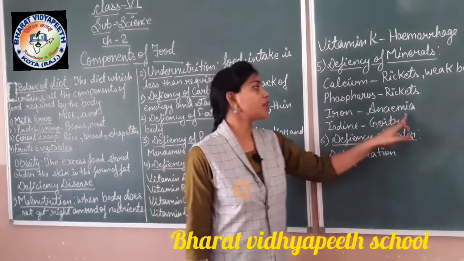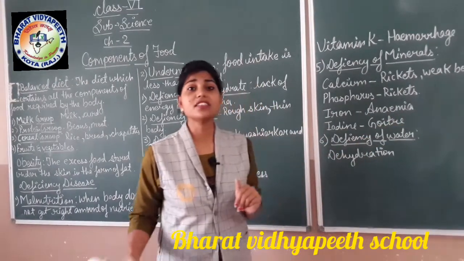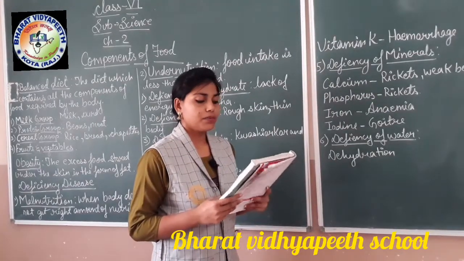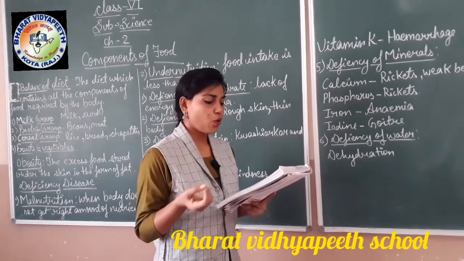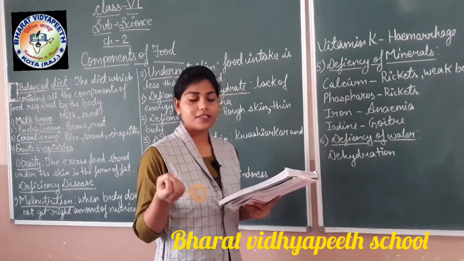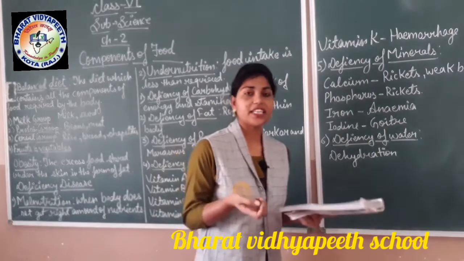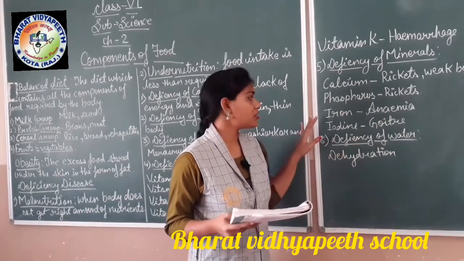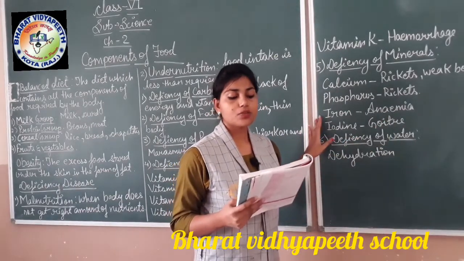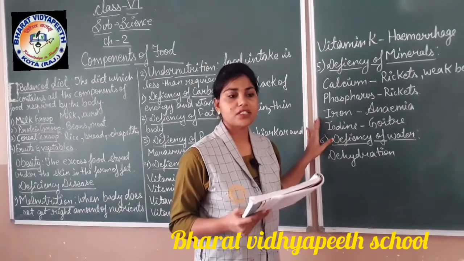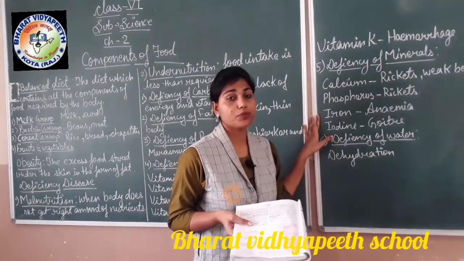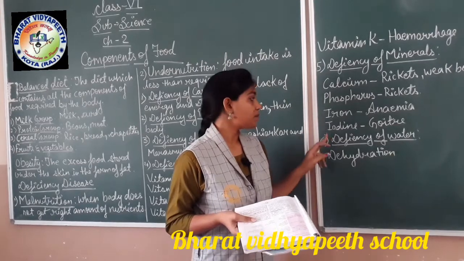Phosphorus is also related to rickets, bones and teeth. Iron is related to anemia. Anemia is a disease of the blood in which your blood becomes pale, the body becomes yellow, and there is fatigue, white nails, loss of weight and swelling in the hands. All this occurs in anemia. To overcome this disease, you should always eat iron-rich things like carrots, pulses and green leafy vegetables, so that the iron quantity in your body may increase.